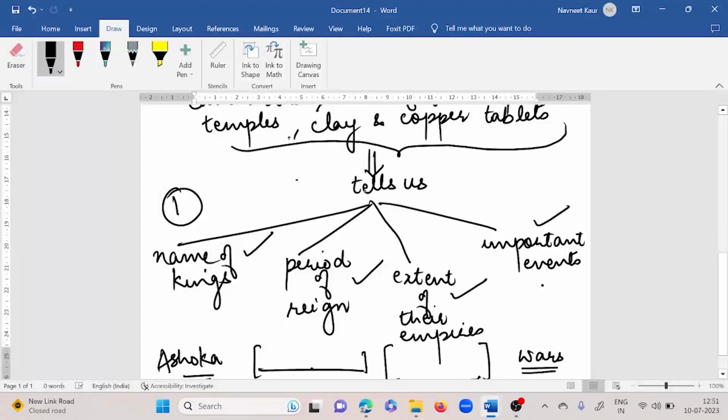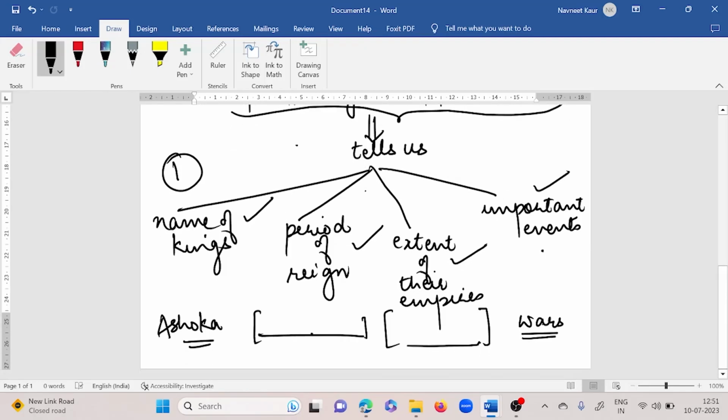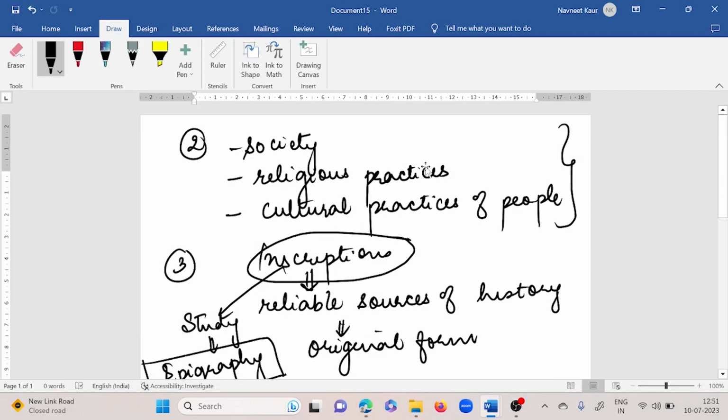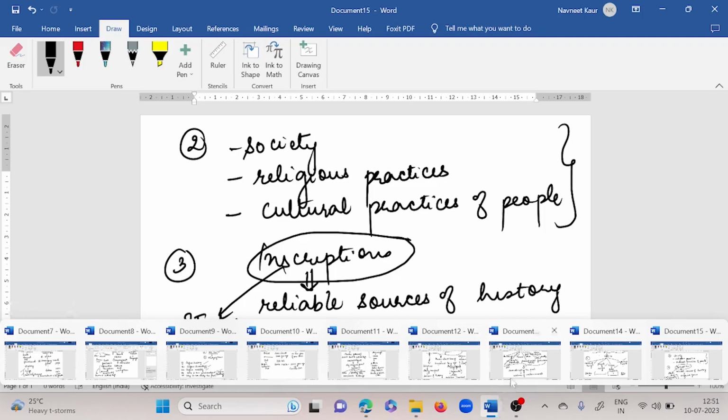They tell us the names of the kings, the period of their reign, the extent of their empires, and important events of those times. They also told us about the society of that time, the religious practices they used to follow, and the cultural practices of the peoples. So these inscriptions were reliable sources of history because they come to us in their original form. And the study of inscriptions is known as epigraphy. Fine. So this was about inscriptions.